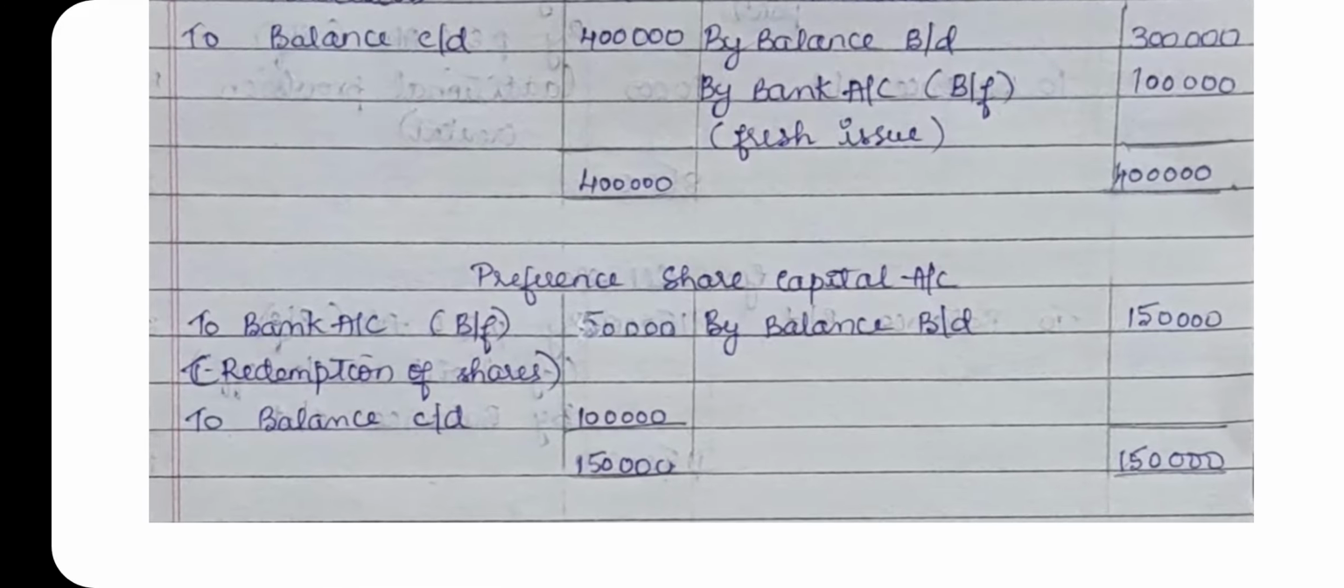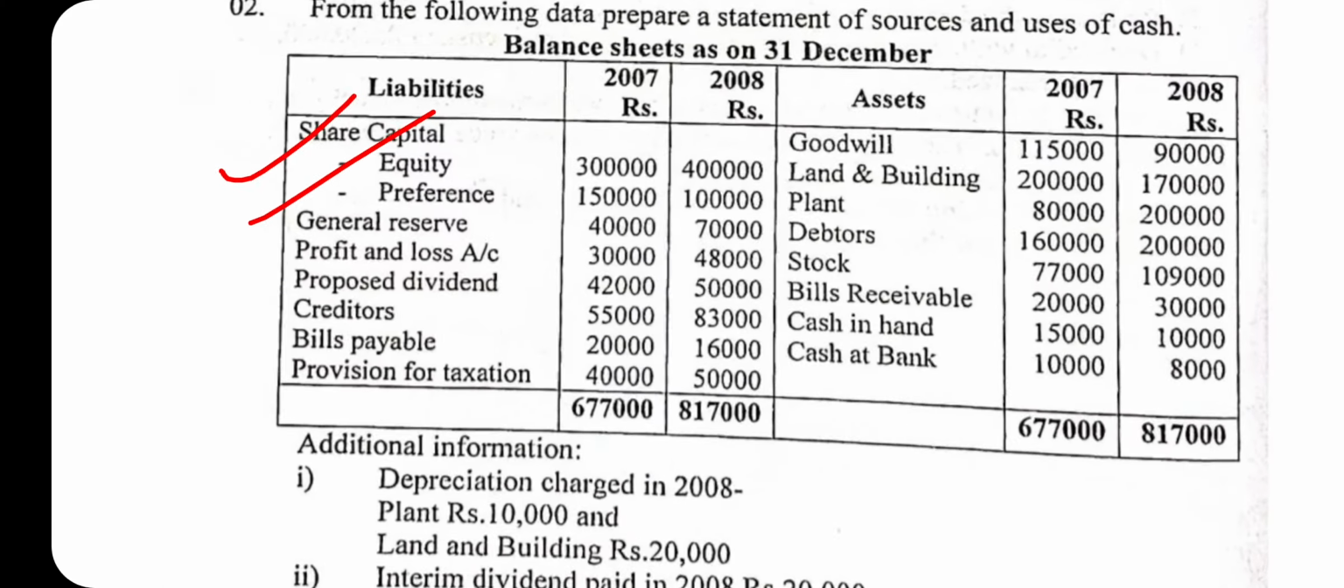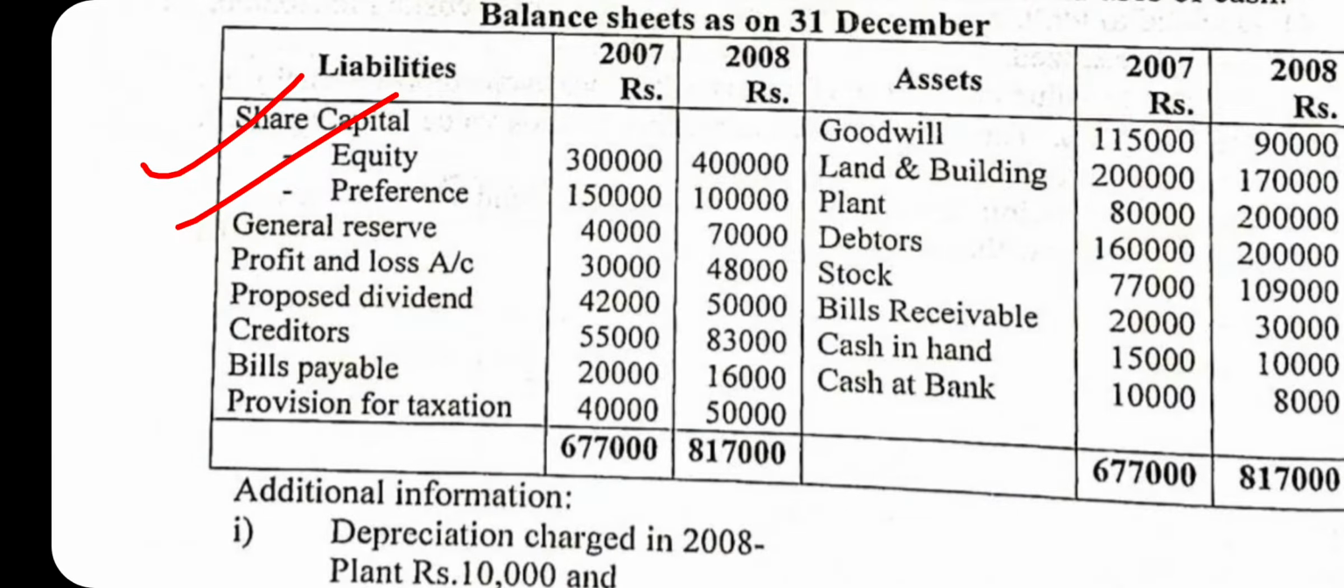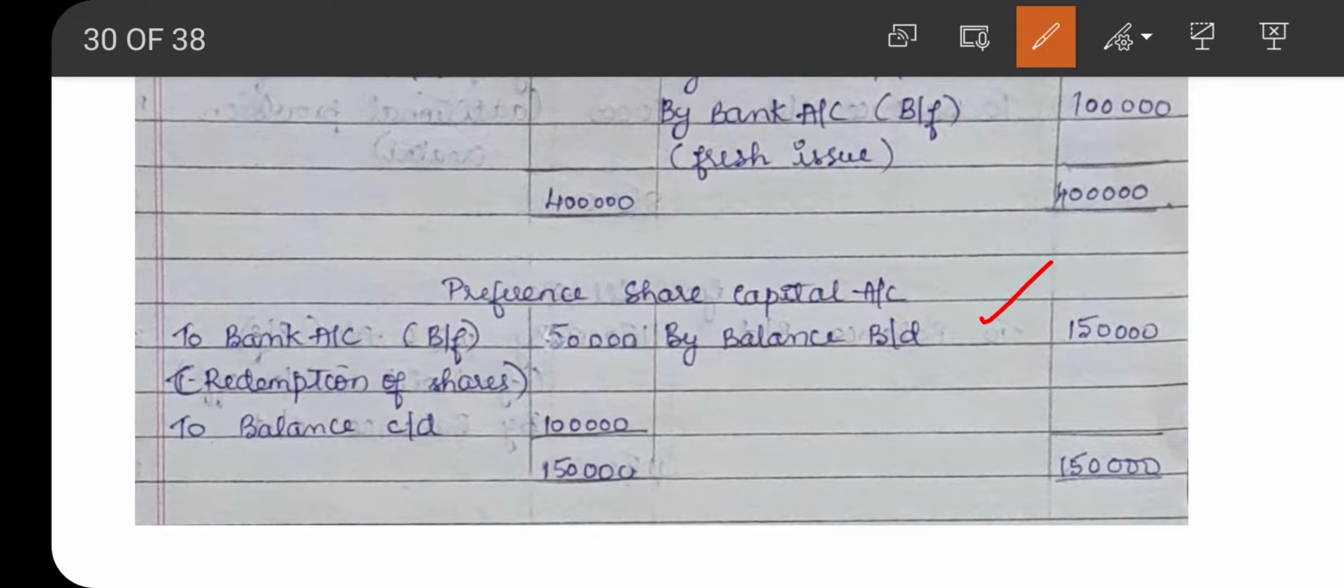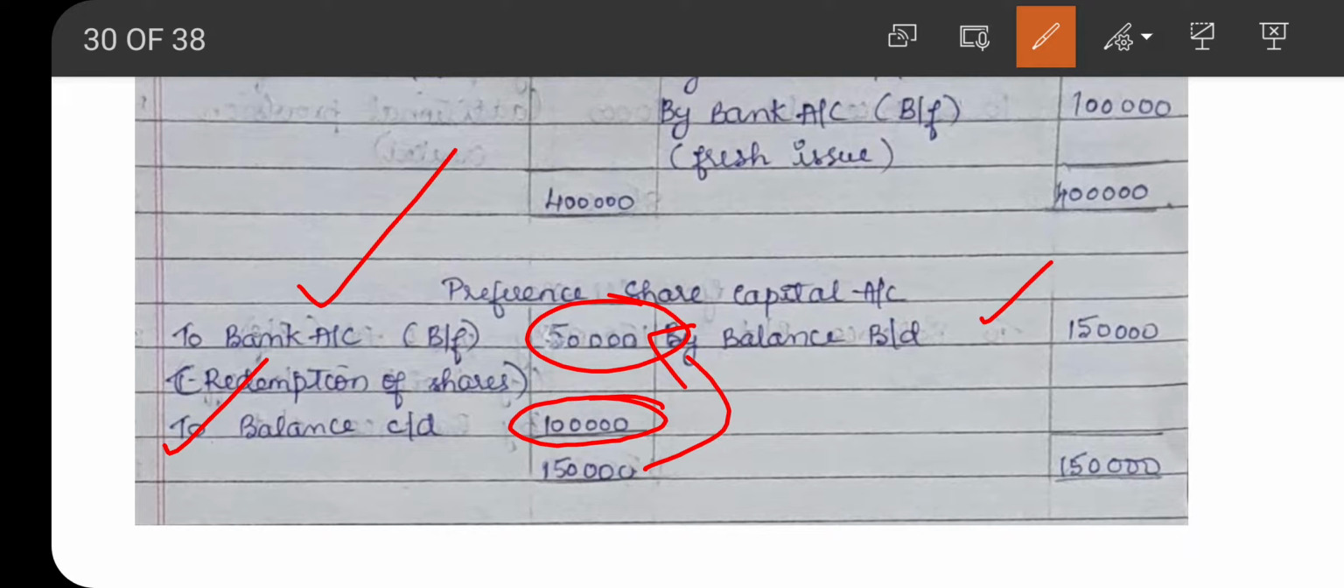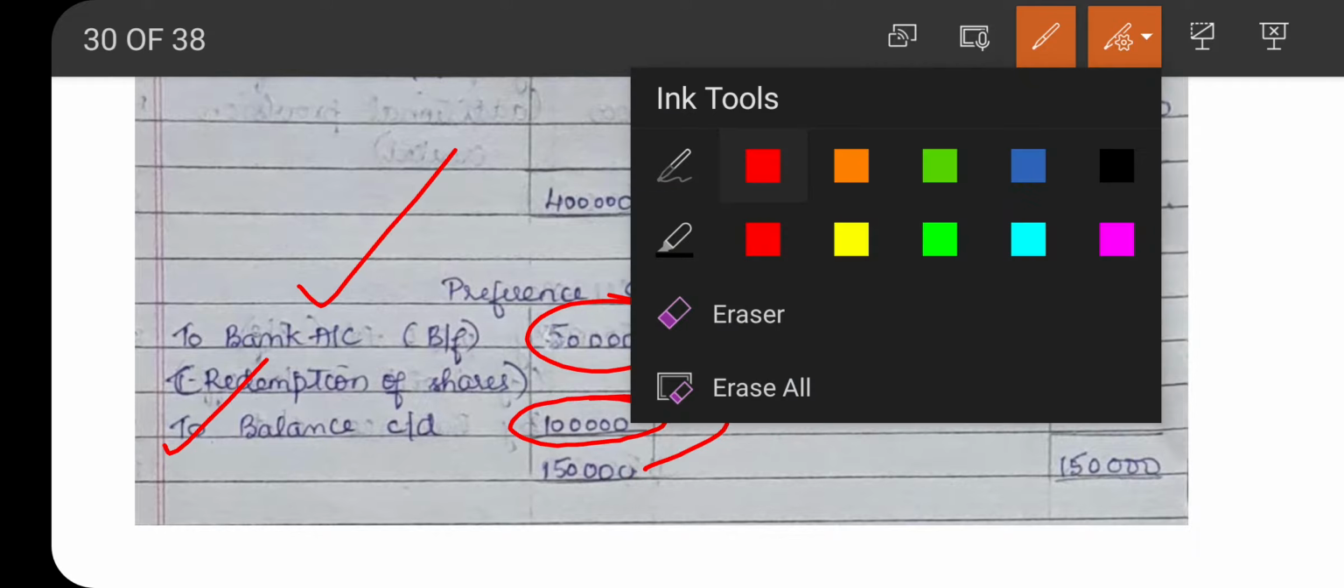Then we are preparing the preference share capital account. Opening balance is 1,50,000, closing balance is 1 lakh. So by balance brought down 1,50,000. We don't have any other adjustment, so we will be writing to balance carried down 1 lakh. The difference amount, 50,000, is to bank account, balancing figure, redemption of preference shares. The opening balance is more, closing balance is less. It means they have redeemed preference shares.